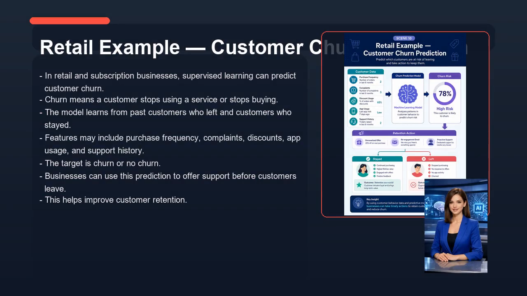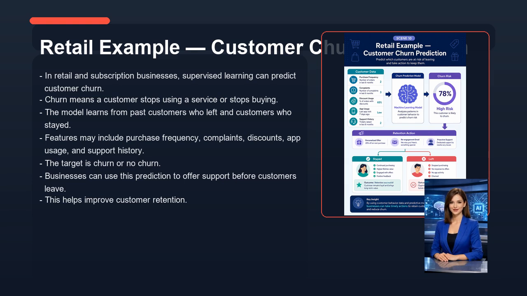Now let's look at a retail example, customer churn prediction. In retail and subscription businesses, supervised learning can predict customer churn. Churn means a customer stops using a service or stops buying. The model learns from past customers who left and customers who stayed.